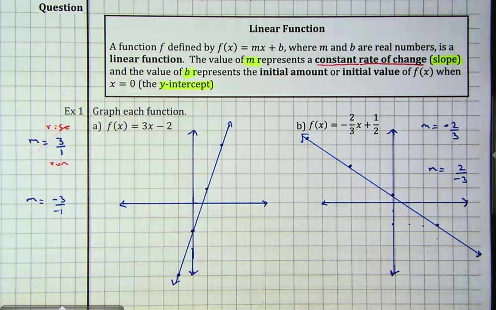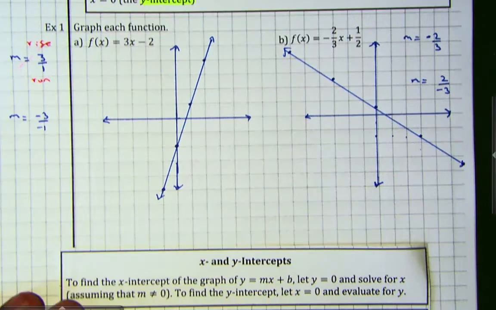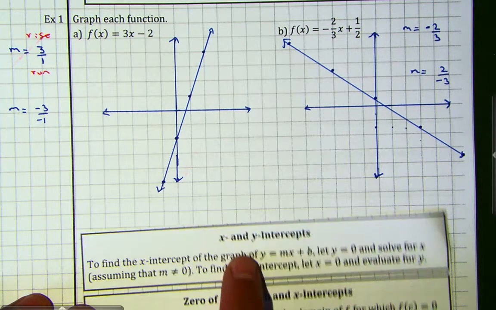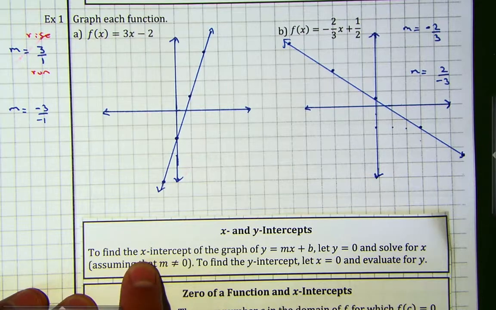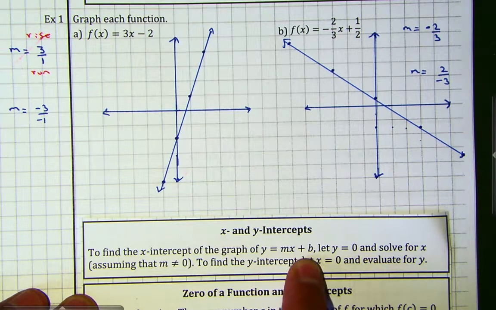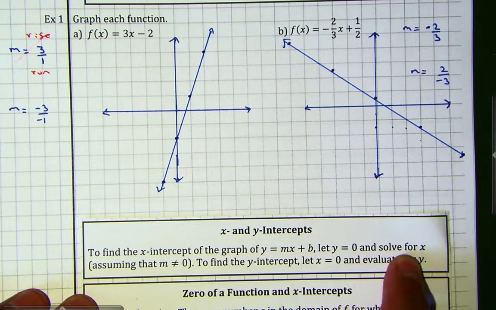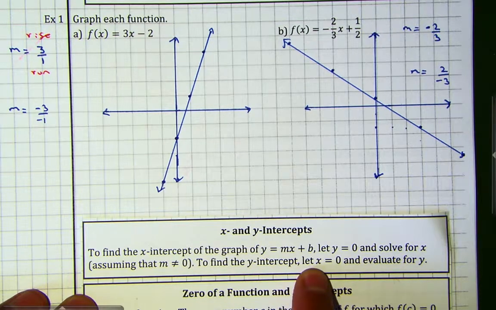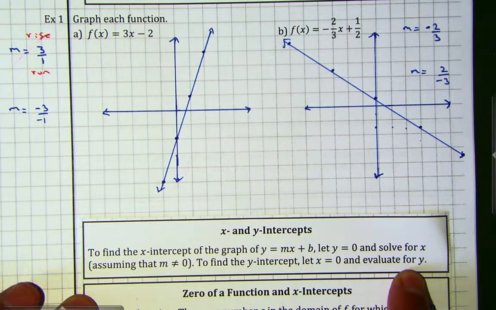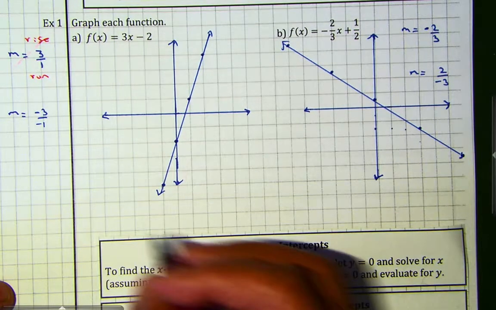Now, don't paste your next cutout yet, because we'll need some space before we paste them. But let's go and review your x and y intercepts. The x-intercept of the graph y equals mx plus b: we're going to let y equal 0 and then solve for x. And to find the y-intercept, we're going to let x equal 0 and evaluate for y. So in this case, let's go and find your x and y-intercept.